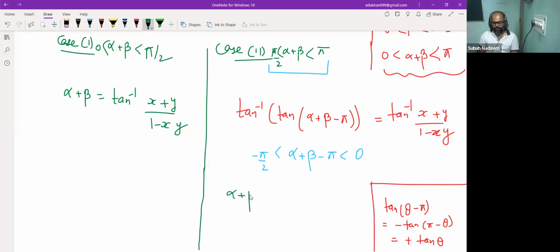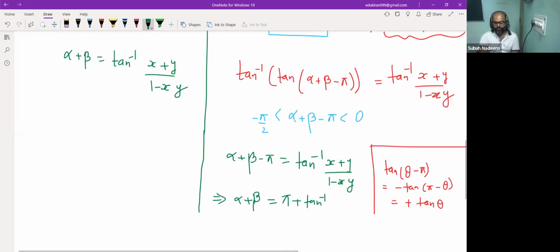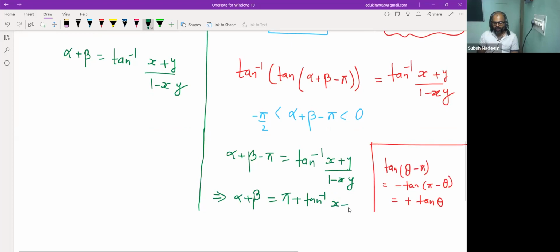So we can write alpha plus beta minus pi is equal to, cancelling tan inverse and tan, x plus y by 1 minus xy. So this will give you alpha plus beta is equal to pi plus tan inverse of x plus y by 1 minus xy. So this is alpha plus beta.